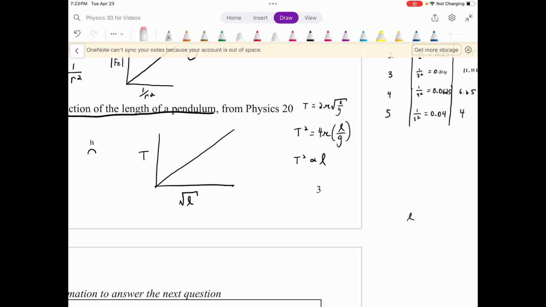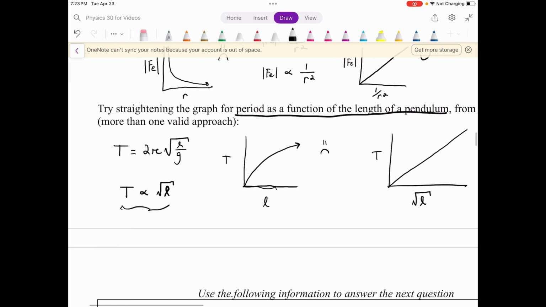But it's showing me that, okay, what if on our y-axis we didn't put the period, but the period squared? Well, then this shows me that they are linearly proportional. Doubling the period squared can only happen if I double the length. So that's another way to get a linear direct relationship, right? It's kind of thinking outside the box a little bit.